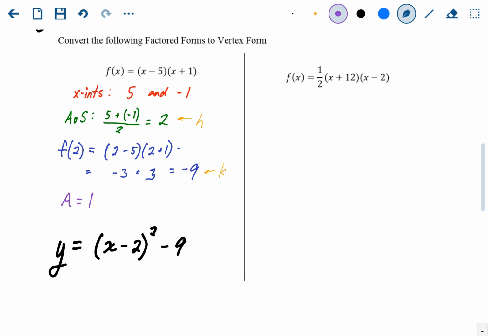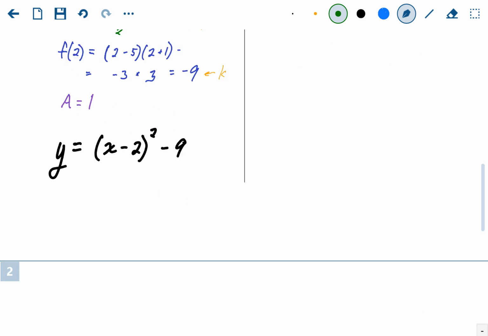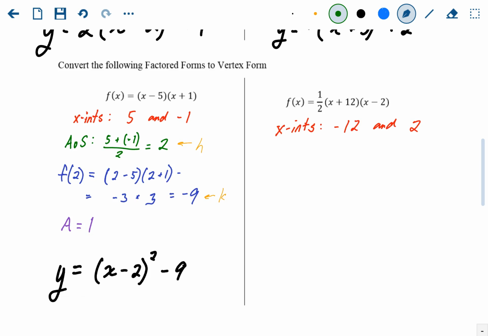All right, same things on the next one. Start with the x-intercepts. The x-intercepts are negative 12 and positive 2. Move on to the axis of symmetry. Add those two x-intercepts together, divide by 2. So negative 12 plus 2 divided by 2 is negative 5.